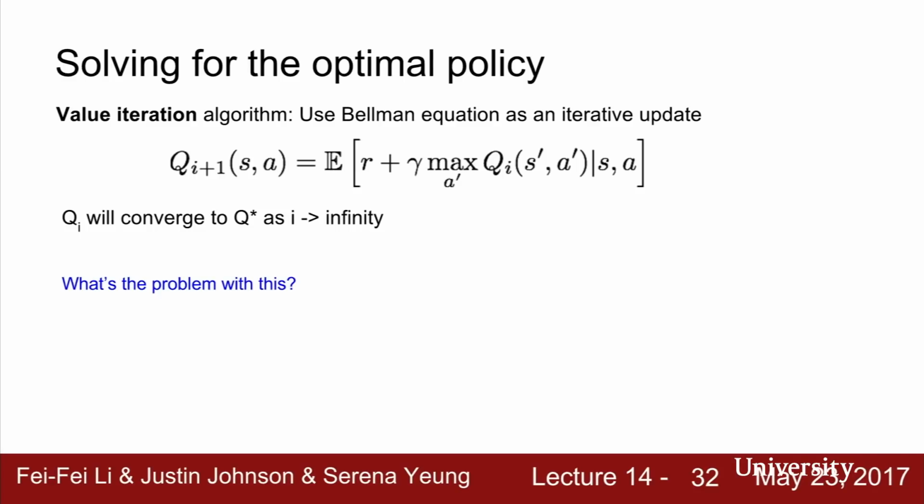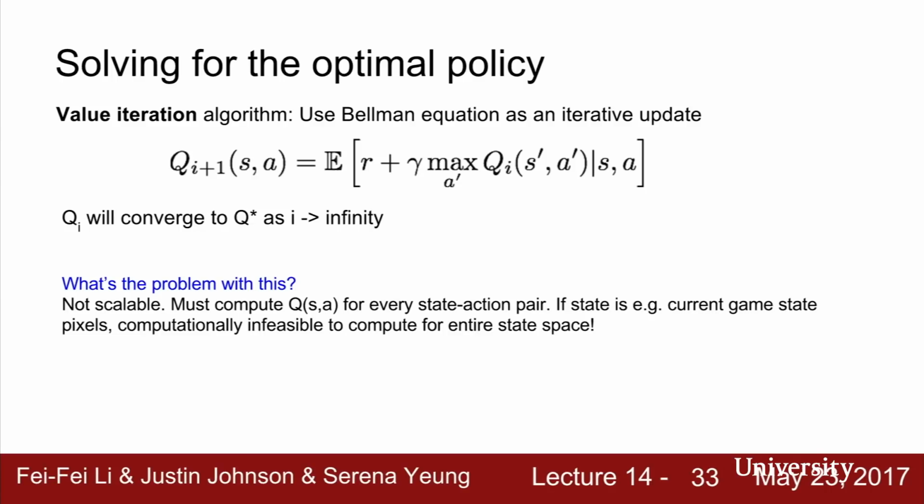This works well, but what's the problem with it? An important problem is that this is not scalable. We have to compute Q of S, A for every state-action pair in order to make our iterative updates. But this is a problem if, for example, the state is an Atari game like the one we had earlier, which is a screen of pixels. This is a huge state space, and it's basically computationally infeasible to compute this for the entire state space.